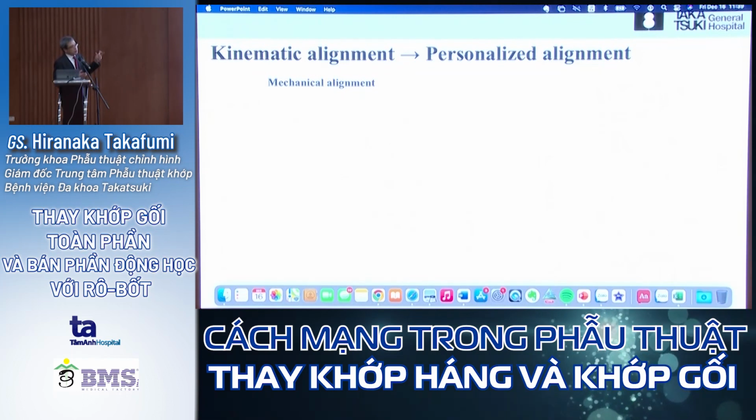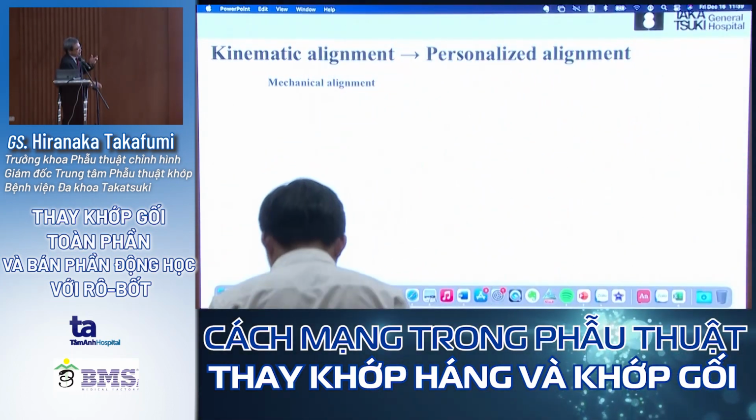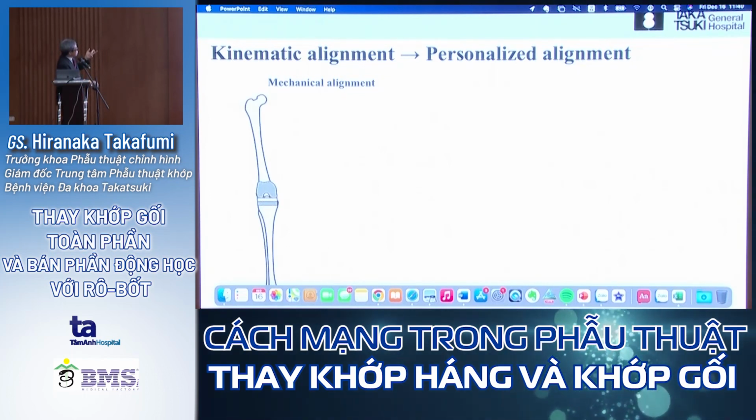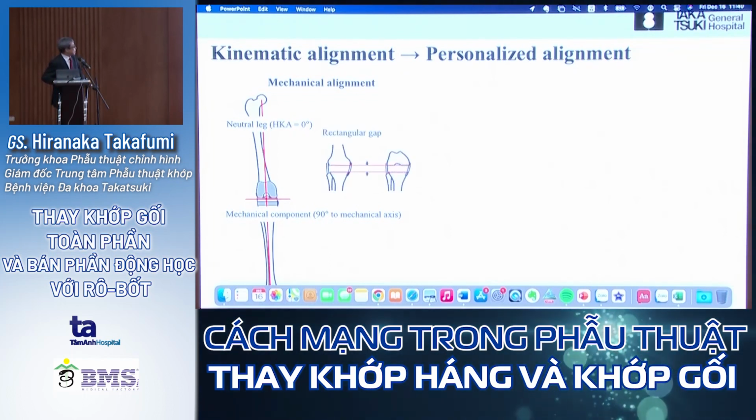So although we can use many types of kinematic alignment, if we use the term kinematic alignment, some contradiction or some misunderstanding can occur. So I use the term personalized alignment instead of kinematic alignment. So mechanical alignment, again, aims at the neutral leg alignment, mechanical component alignment and the balanced gap.